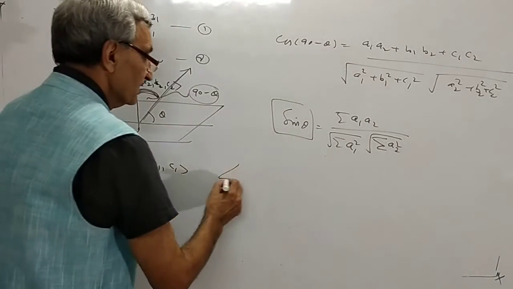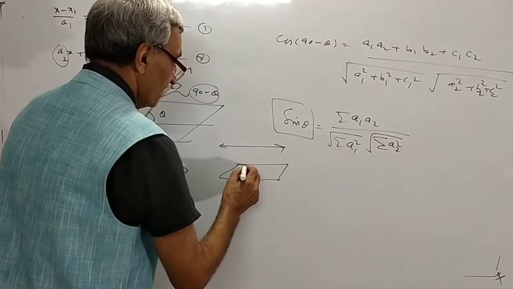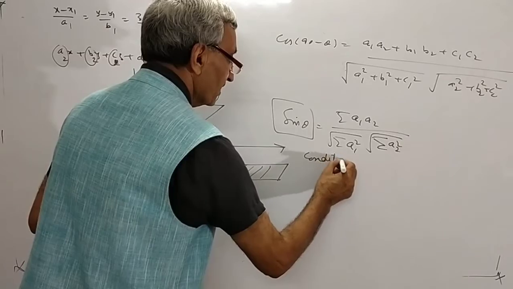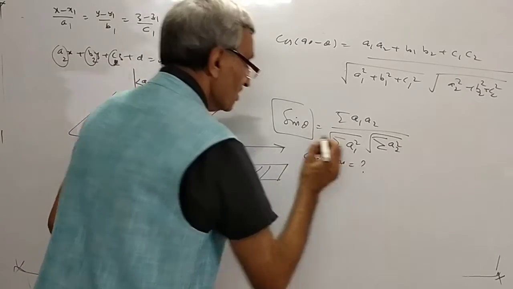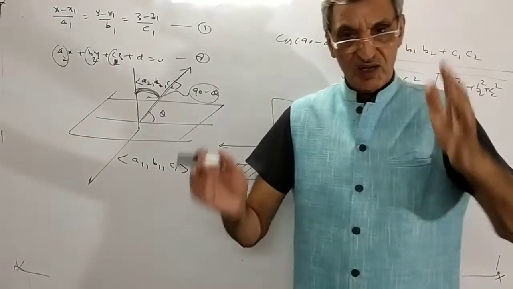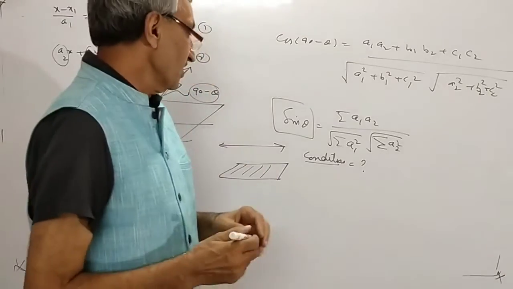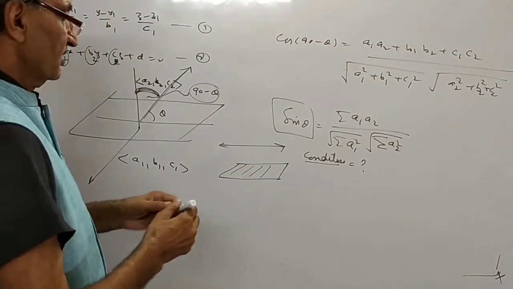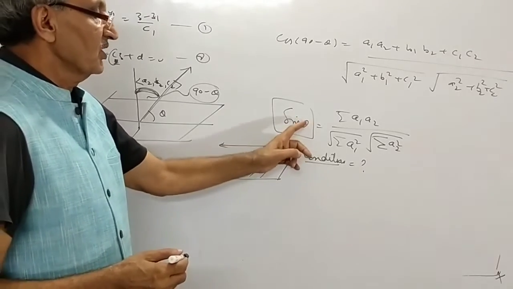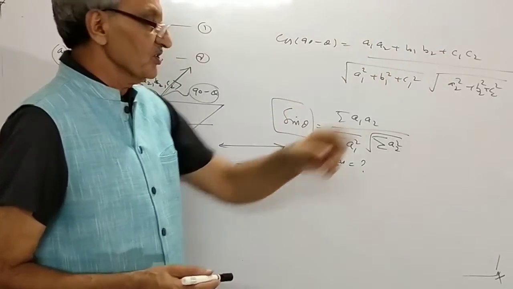Suppose this line is parallel to this plane. What is the condition that a line is parallel to the plane? When there is no angle, the angle means sine is equal to 0, which means the numerator is 0. It means a1a2 + b1b2 + c1c2 is equal to 0.